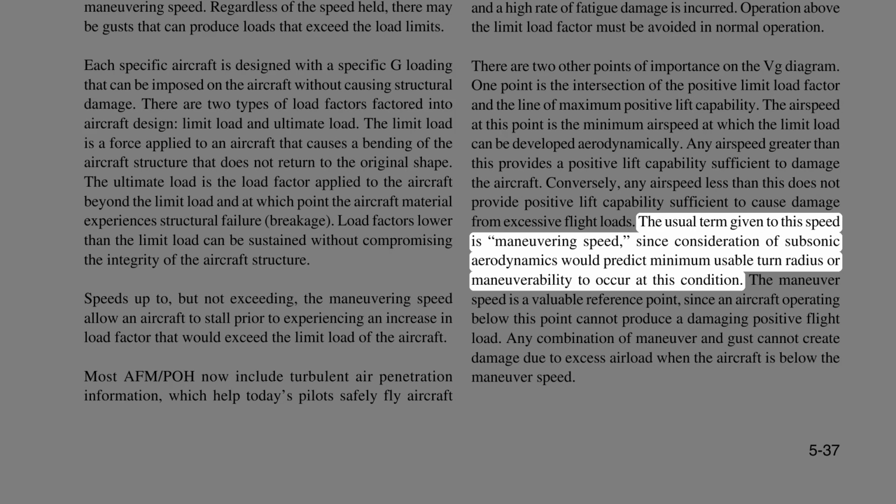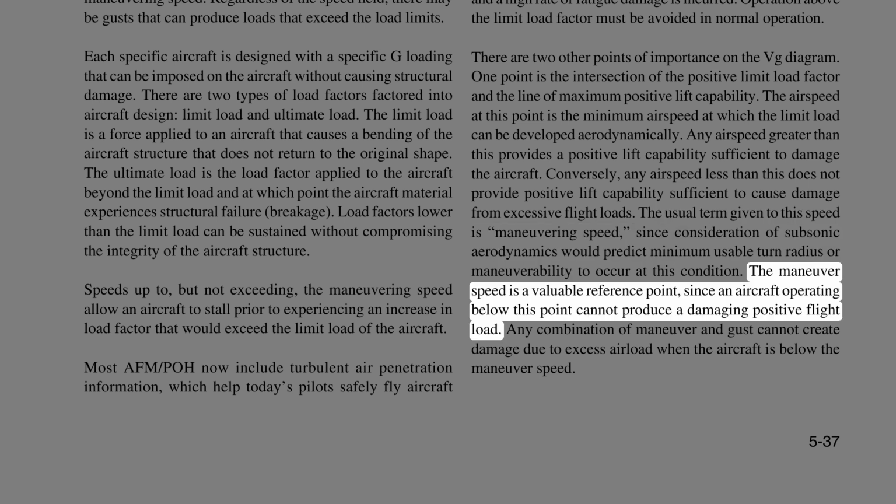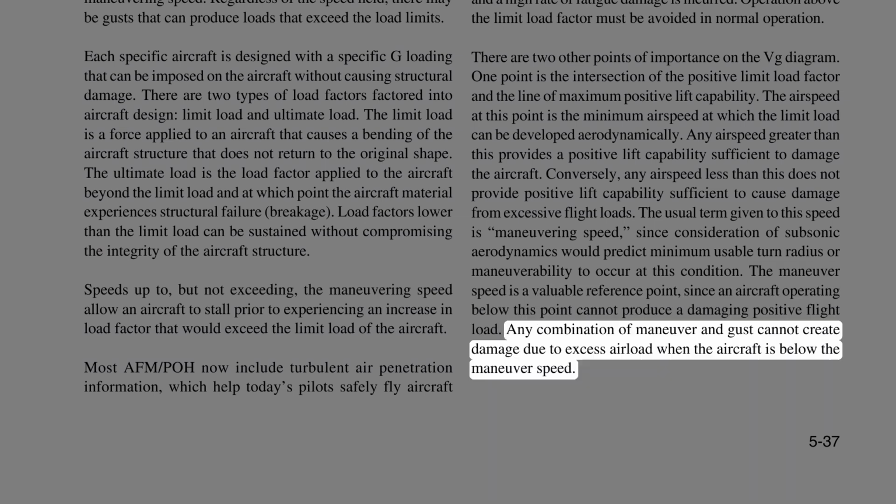The usual term given to this speed is maneuvering speed, since consideration of subsonic aerodynamics would predict minimum usable turn radius or maneuverability to occur at this condition. The maneuver speed is a valuable reference point, since an aircraft operating below this point cannot produce a damaging positive flight load. Any combination of maneuver and gust cannot create damage due to excess airload when the aircraft is below the maneuver speed.